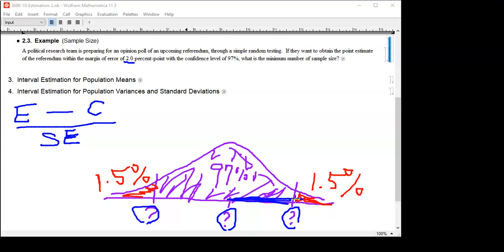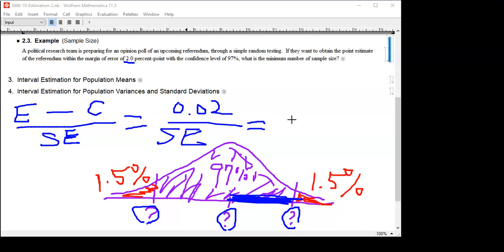So this distance here, that's 2%. So E minus C is 2% point, 0.02, over SE. And that's the z-score associated to this 1.5% there. If you look up the z-table, you're going to get 2.17. So that is the structure of this problem. Not completely done yet, but at least this is how you can start.